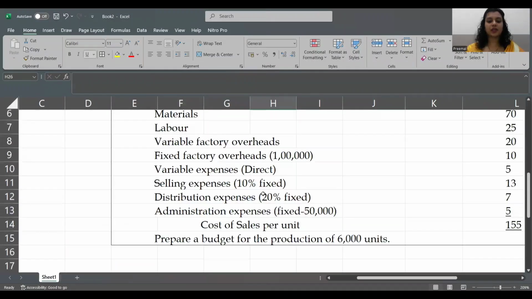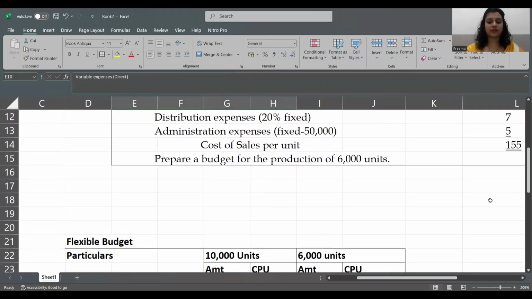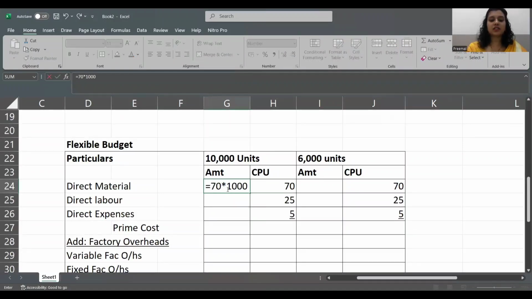And we also have something called direct variable expense, which is a direct cost at rupees 5. So all of these are my direct costs. So direct costs are variable expense and hence the cost per unit remains the same irrespective of units of production. Now, how do I calculate the amount? I multiply my cost per unit into the respective sets of units. So 70 into 6,000 in case of this column. This gives me the amount.